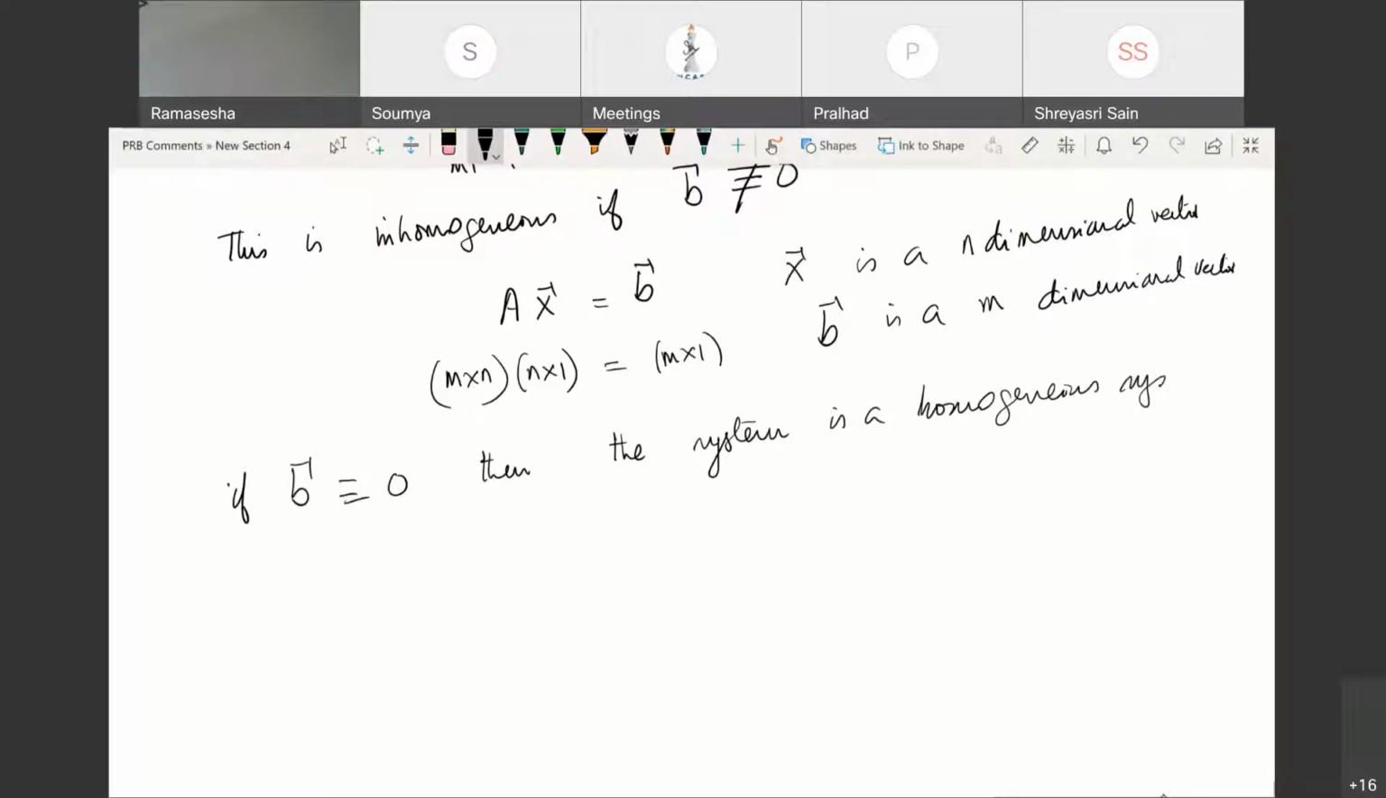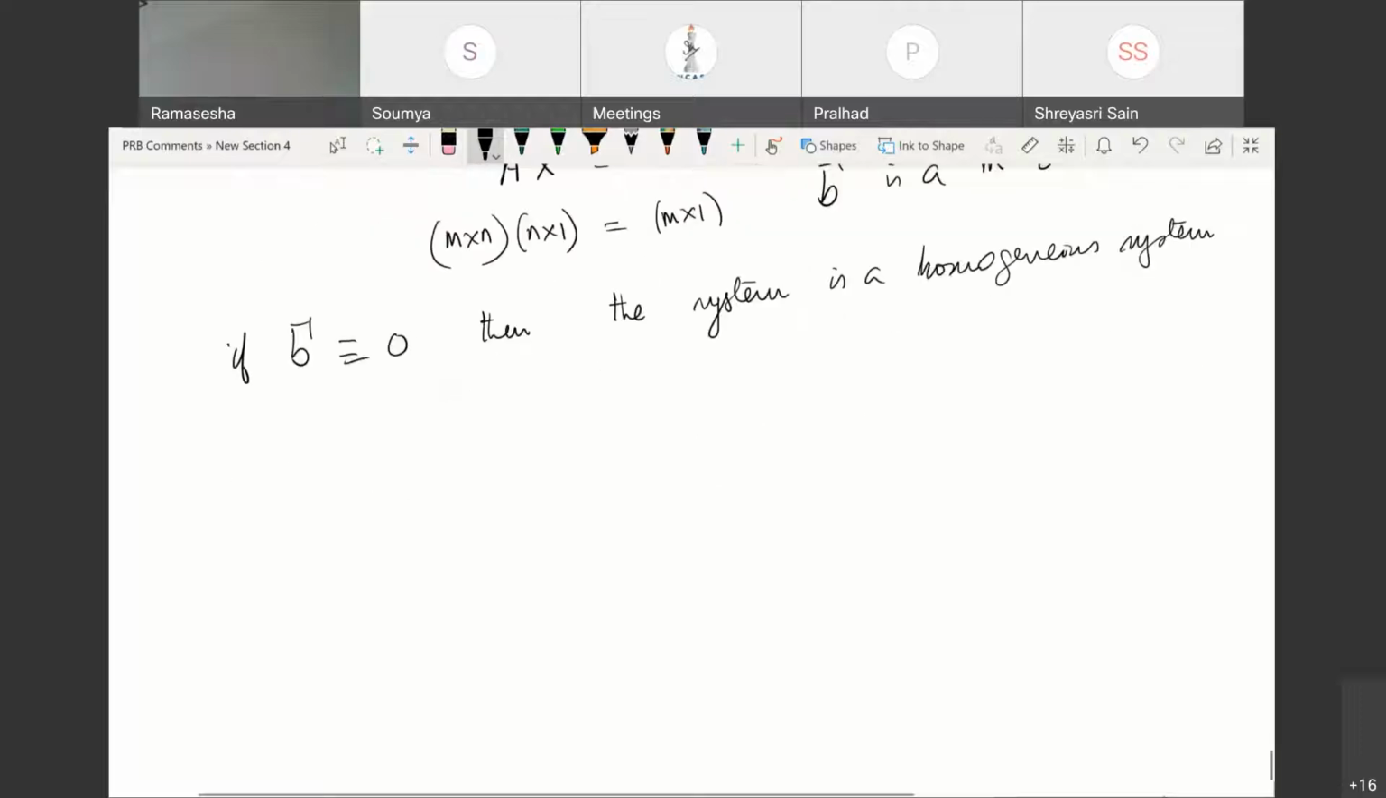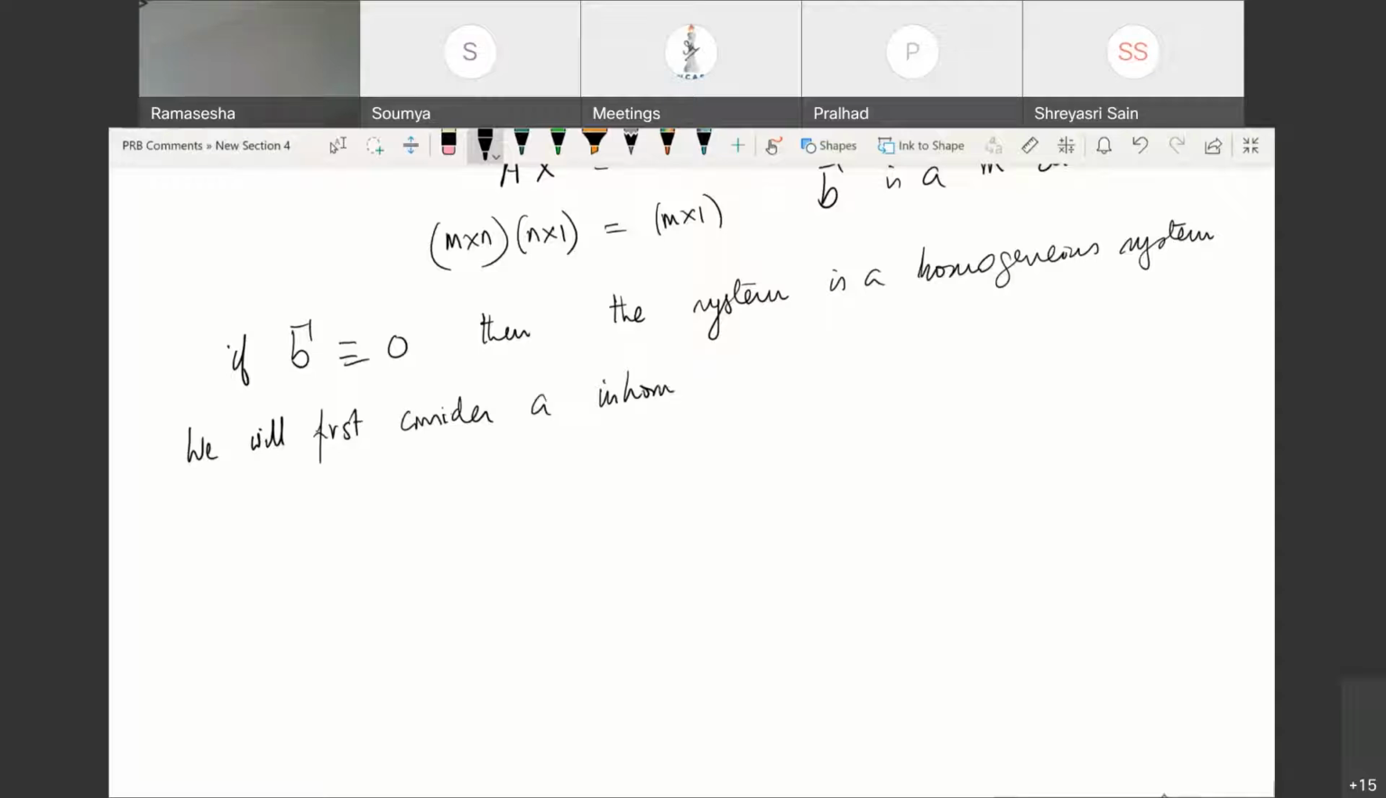Now, given this, we'll first concentrate on, we will first consider an inhomogeneous system of n equations in n unknowns. Number of equations is equal to number of unknowns.